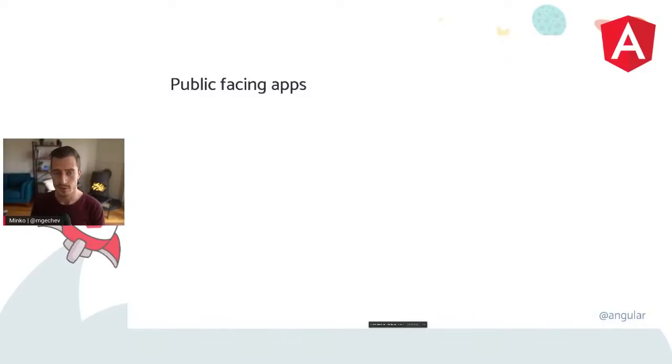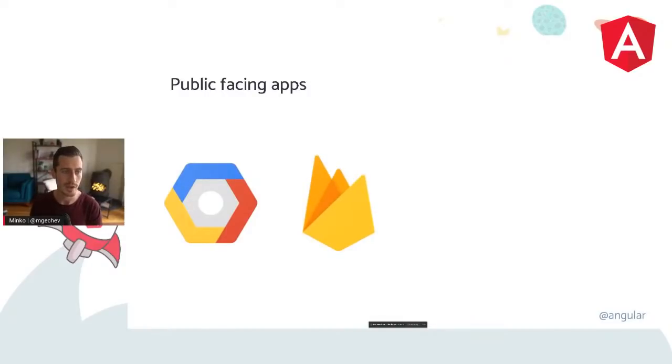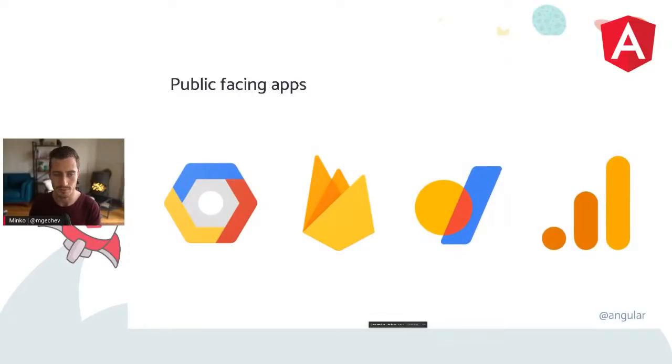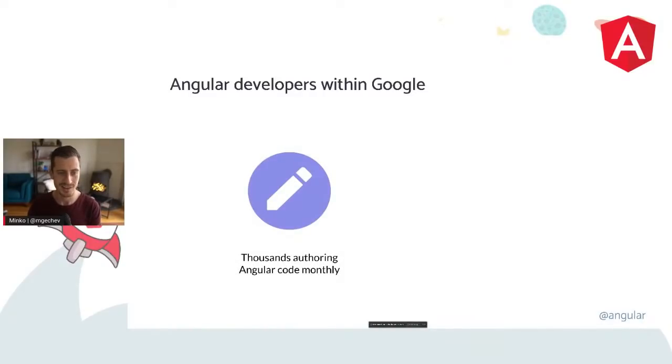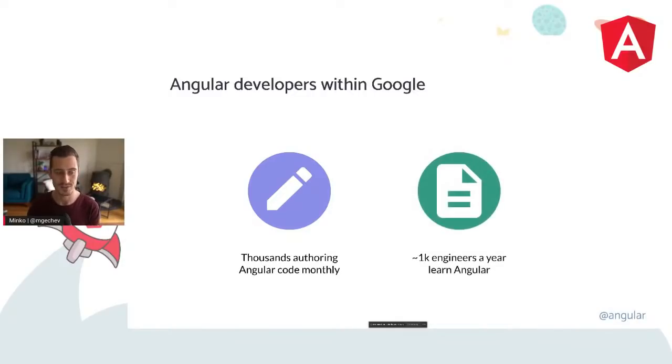There are also quite a few public-facing apps. For example, Google Cloud Console is one of the largest Angular applications that I'm aware of. It has a couple of millions of lines of code. We also have Firebase Console, Google Domains, Google Analytics, and so on and so forth. On these applications, there are about 2,000 developers who are using Angular to build them monthly. And we have an internal Angular course in Google that is being taken by about 1,000 engineers annually.